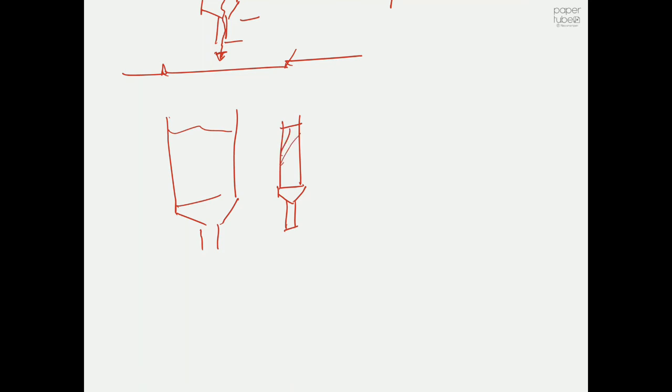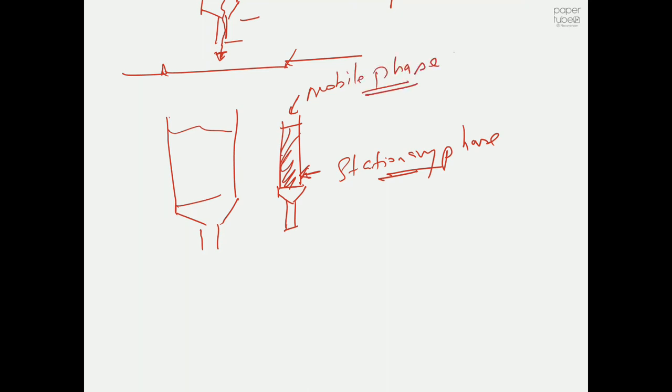We'll just quickly remind, the solid phase that we use is the stationary phase. So these words you have to keep in your mind. And then the solvent which you're adding at the top is called the mobile phase. It can be one solvent, or it can be a solvent mixture. Can be a solvent mixture or a pure solvent.